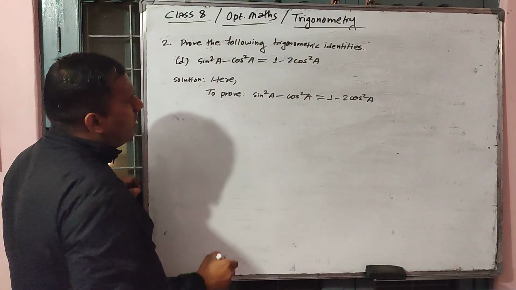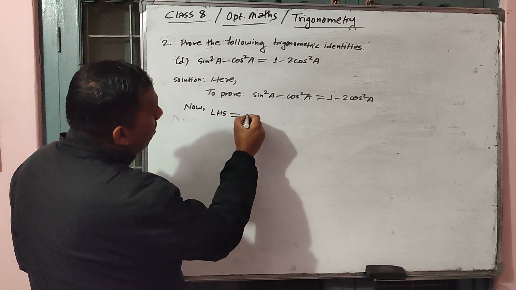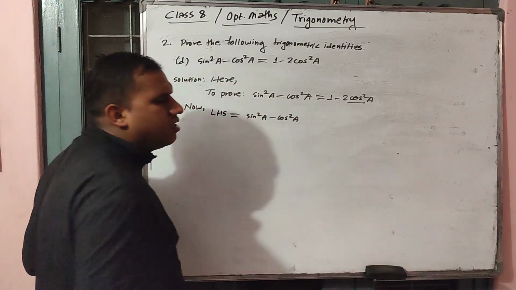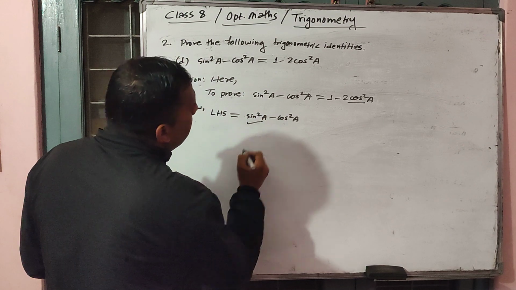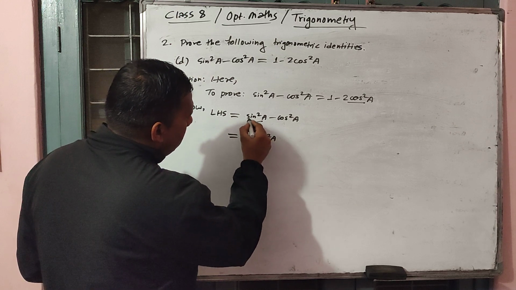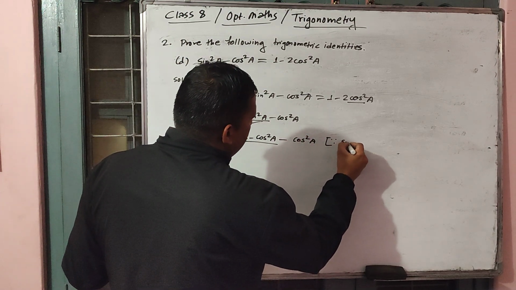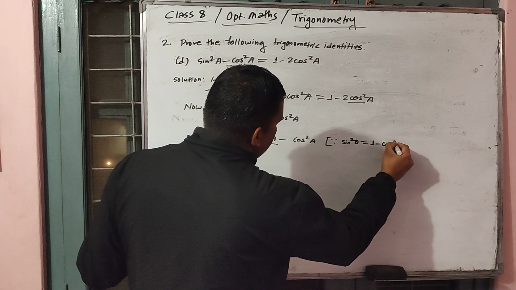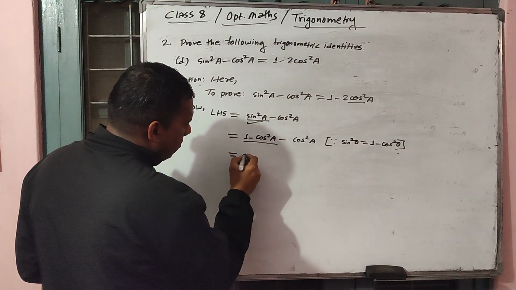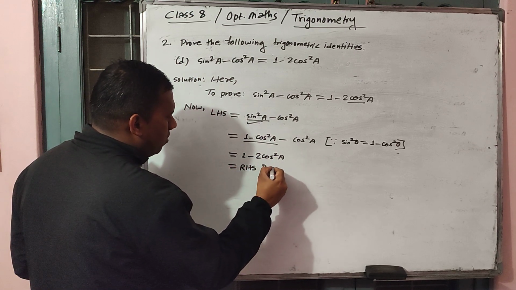Now we can start from the LHS or RHS. Here, we start from LHS. LHS is sin square A minus cos square A. On the RHS, we can see cos is in square form. So, we have to change this sin square A in terms of cos square A. So, sin square A equal to 1 minus cos square A, minus cos square A. Because sin square theta equal to 1 minus cos square theta. We know this relation from the identity relation. So, minus cos square. Adding together, 1 minus 2 cos square A, which is the required RHS. So, proved.